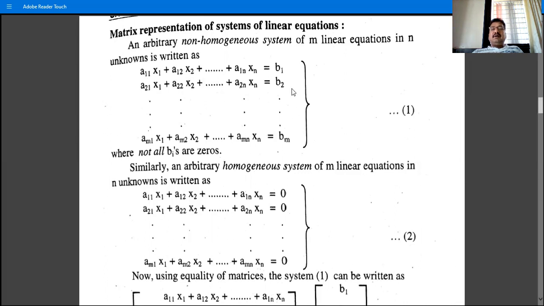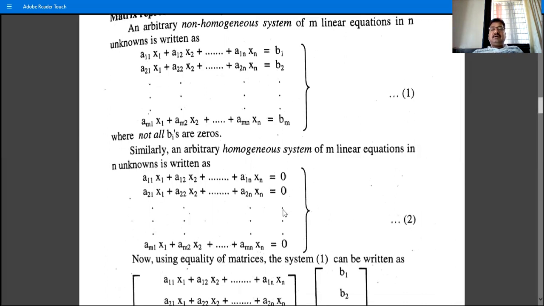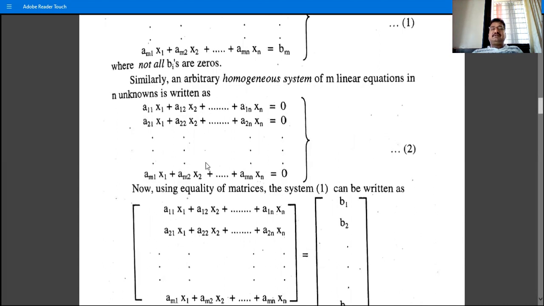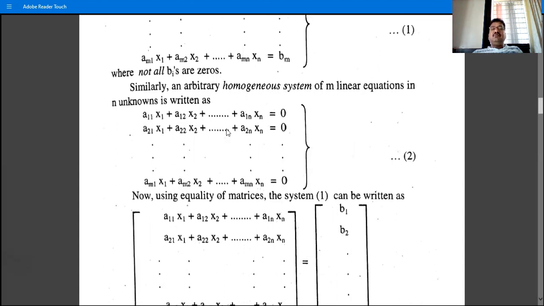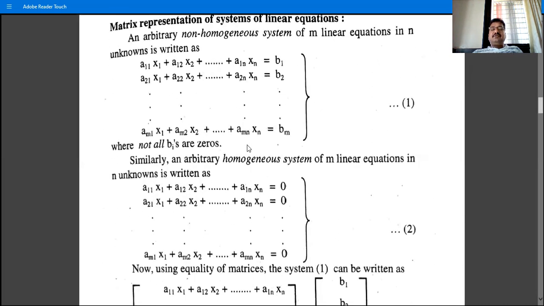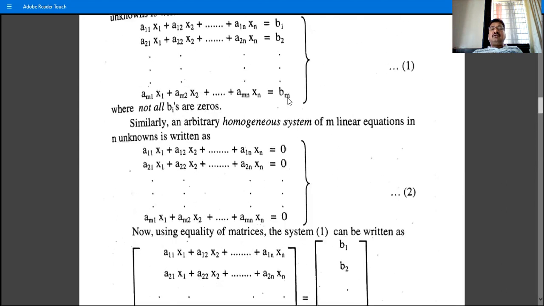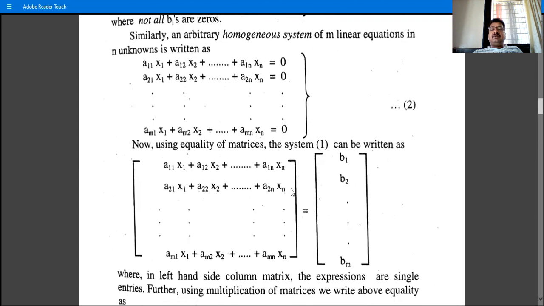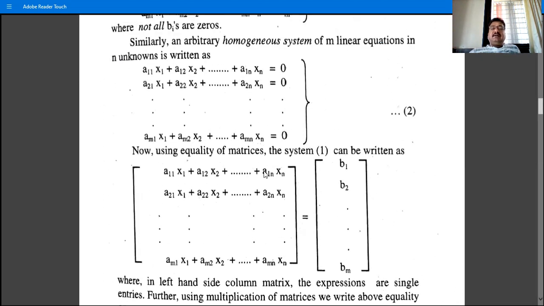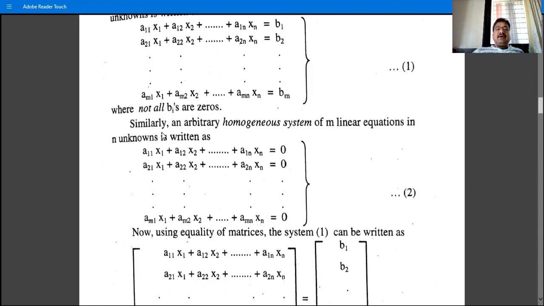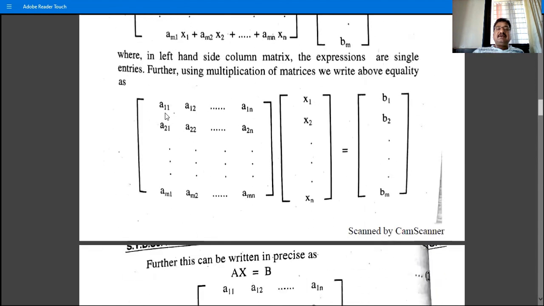If B1, B2, Bm are all 0, then the system is called a homogeneous system. So this is the homogeneous system, and this is the non-homogeneous system. And we can write the system in matrix form. So write the system in matrix form like this.